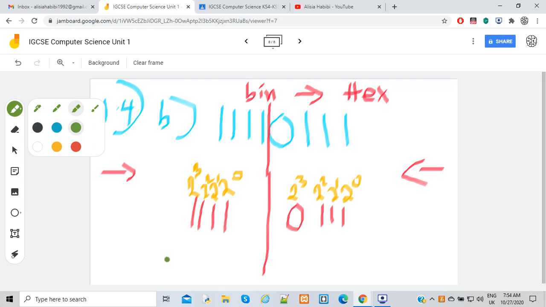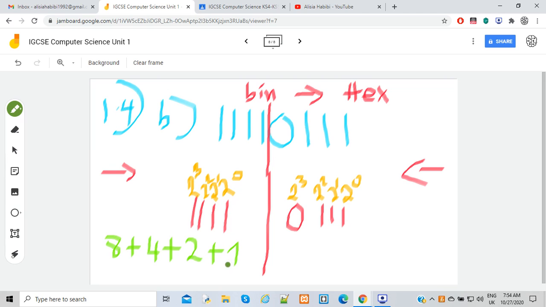We're going to look at the left side first. 1 times 2 to the power of 3 is 8, plus 1 times 2 to the power of 2 is 4, plus 1 times 2 to the power of 1 is 2, plus 1 times 2 to the power of 0, which is 1, obviously. Then we do the same thing on the right side. 0 times 2 to the power of 3, which is 8, so 0 times 8 is 0, plus 1 times 2 to the power of 2, which is 4, plus 1 times 2 to the power of 1 is 2, and plus 1 times 2 to the power of 0, which is 1.